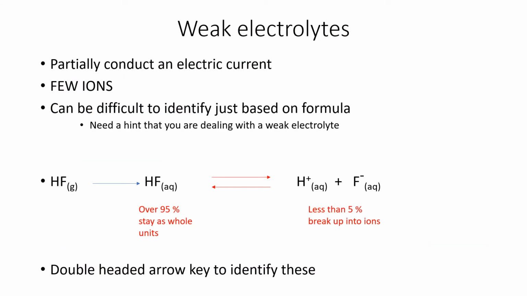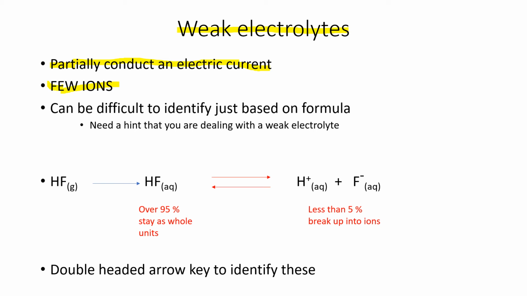So the last type of electrolyte we want to talk about are weak electrolytes. And these are kind of the middle ground. We've already seen strong electrolytes produce lots of ions and readily conduct an electric current. Non-electrolytes produce no ions and don't conduct any sort of electric current. Weak electrolytes land kind of in between. The weak electrolytes partially conduct an electric current. And the reason they're able to partially conduct an electric current is they produce few ions.